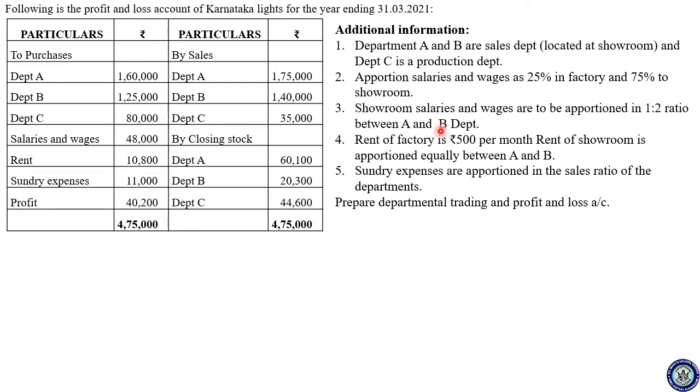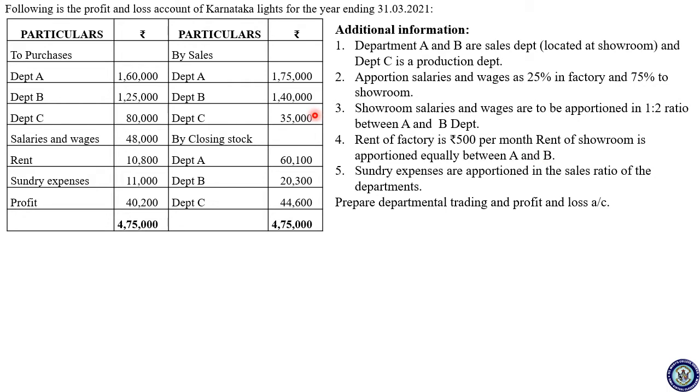Clear? Next, rent of factory is 500 per month. Here you put a full stop. Rent of showroom is apportioned equally between A and B. My total rent is 10,800. 500 per month is the rent of the factory, that is department C. So 500 into 12 comes to 6,000. Total rent paid is 10,800, which means 6,000 relates to the factory. The remaining 4,800 is to be apportioned equally between A and B. Clear?